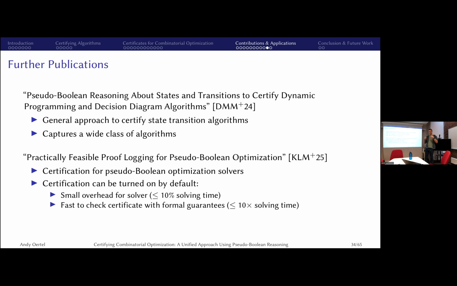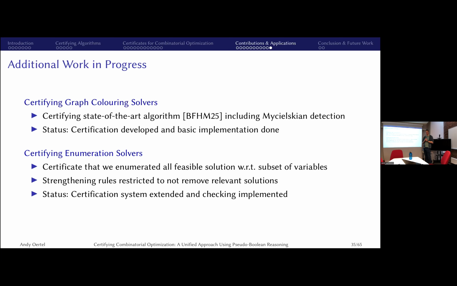Some other papers that we currently work on, but might not be included in the thesis, are on certifying graph coloring solvers, and also certifying enumeration solvers. That's just a side note. So to conclude, certifying algorithms is a great idea.